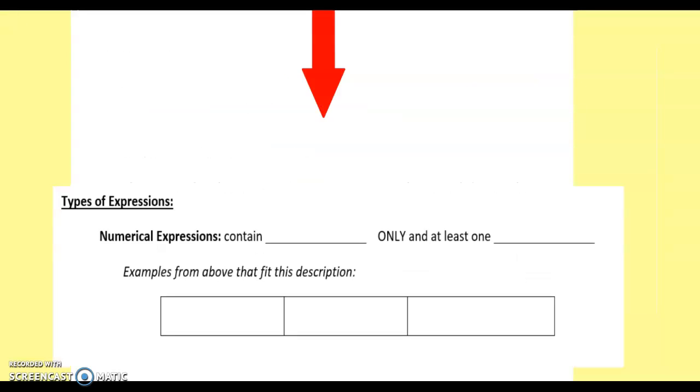All right, so there's two specific types of expressions that we work with in math. The first being a numerical expression. Numerical expressions contain numbers only. Numerical, if you look, you can kind of see the word numbers in there. So again, it's a phrase that contains numbers only, and it has at least one operation. So we're not talking about just a single number. We're looking at numbers that are joined together by operations.